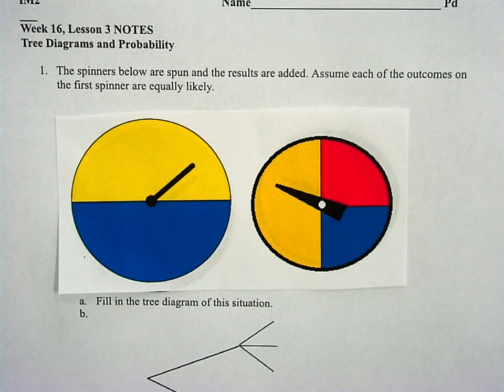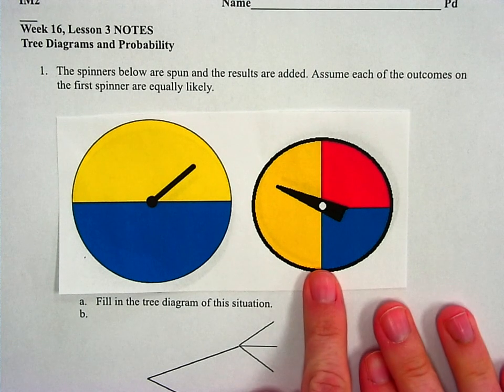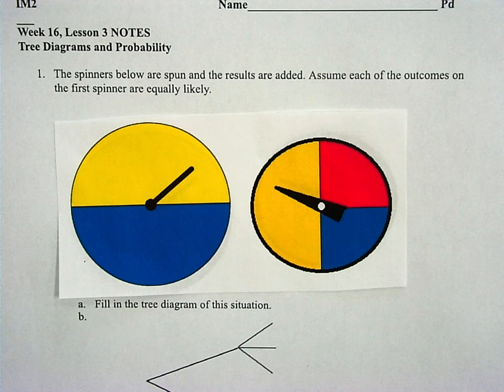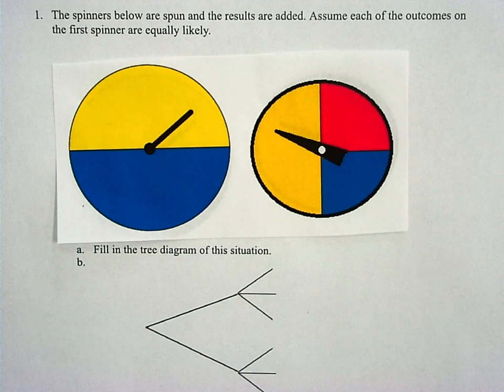Okay, this is week 16, lesson 3, notes on tree diagrams and probability. So you have two spinners below, and one has yellow and blue, and the other one has yellow, blue, and red. It says to assume that each of the outcomes on the first spinner are equally likely. So half the time you'd get yellow, half the time you'd get blue. Those portions of that circle are equal. And then we have this circle, which half of it's yellow, 1/4 is blue, and 1/4 is red. And they want you to fill in a tree diagram to explore this situation.